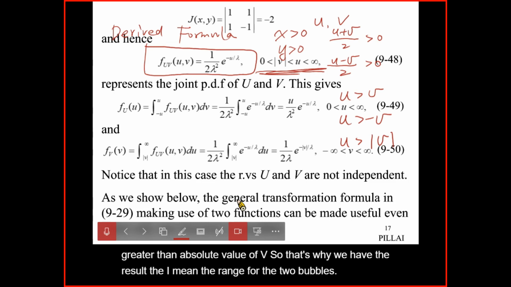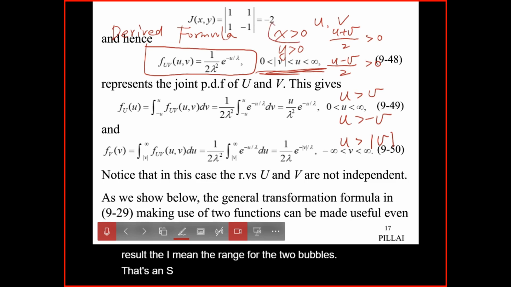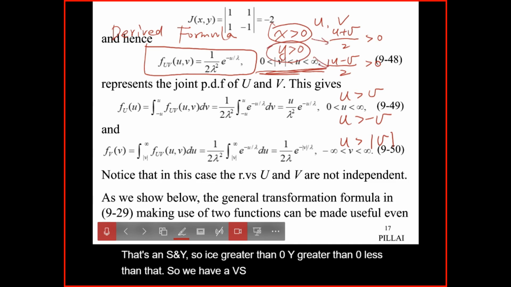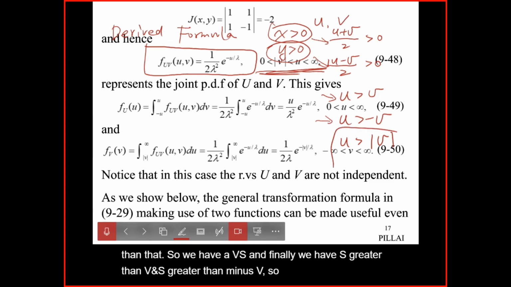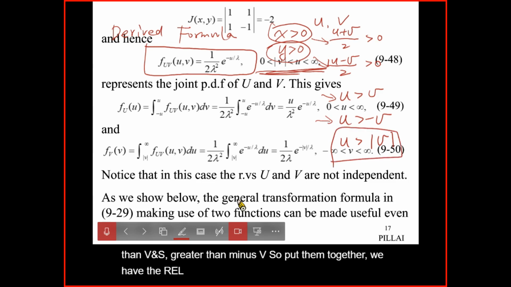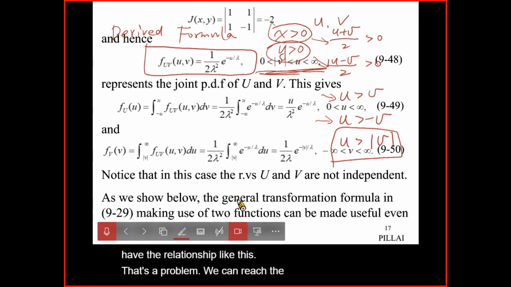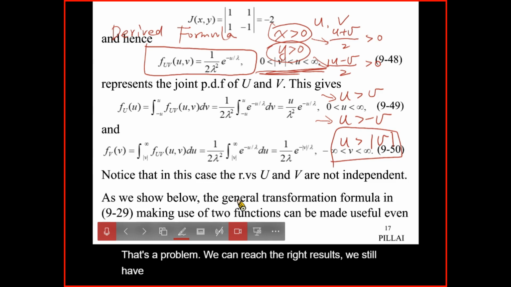That's based on x and y. So x greater than 0, y greater than 0. Based on that, we finally have x greater than v and x greater than minus v. So put them together, we have the relationship like this. That's our formula, and we can reach the right result. We still have to specify the range for u and v.